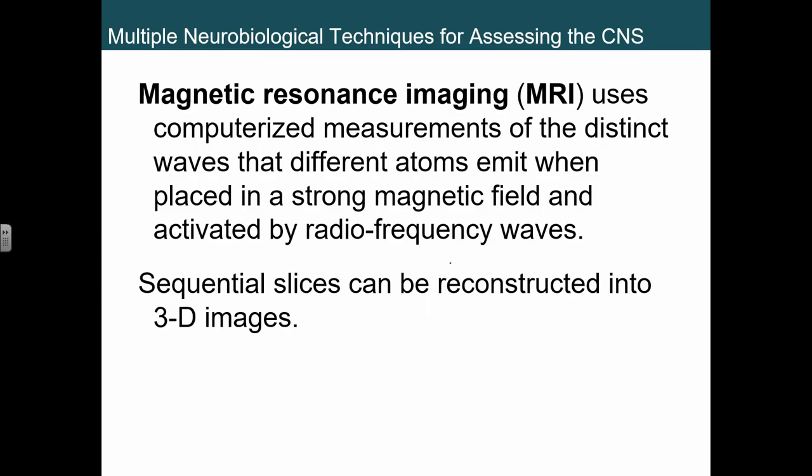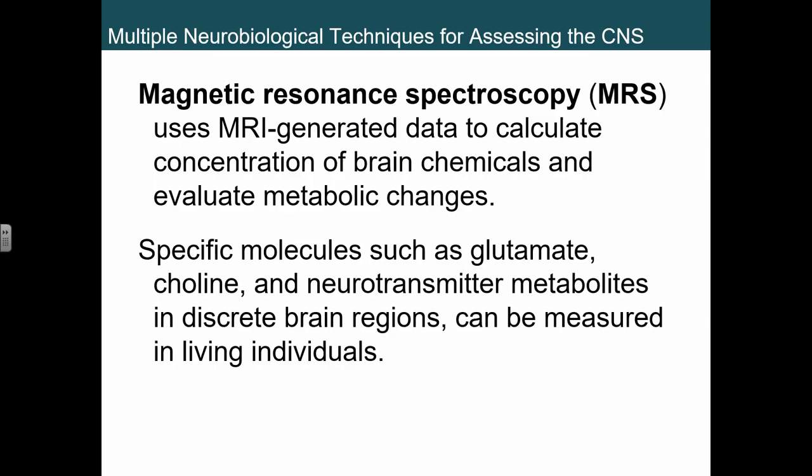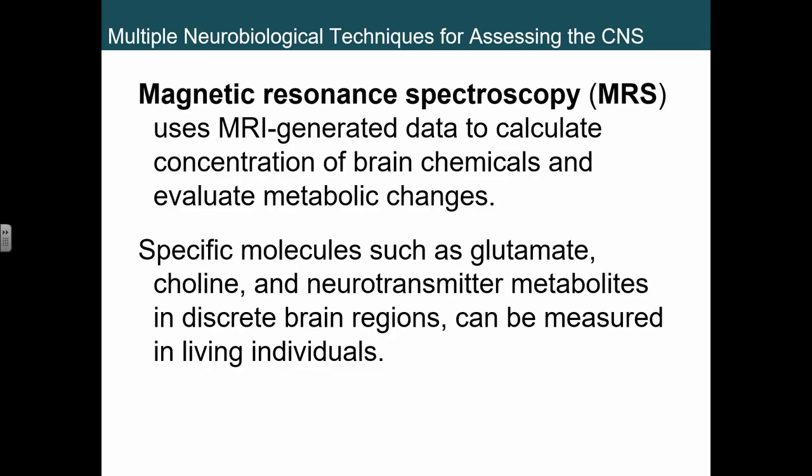Not a big deal. But again, we're not getting any function. MRI is pretty similar, right? But we're using magnetic waves. We can get a map of the person's brain. But again, we're not getting any sort of functional information. We're not seeing what brain activity is in different regions, right? There is fMRI, functional magnetic resonance imaging. We'll talk about that later.